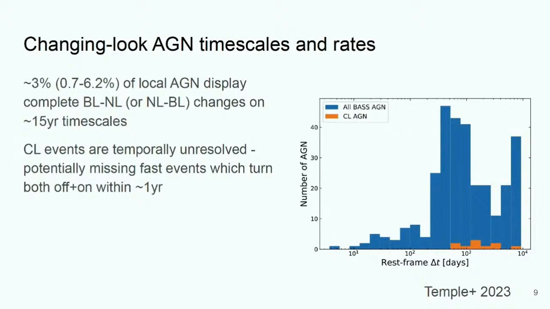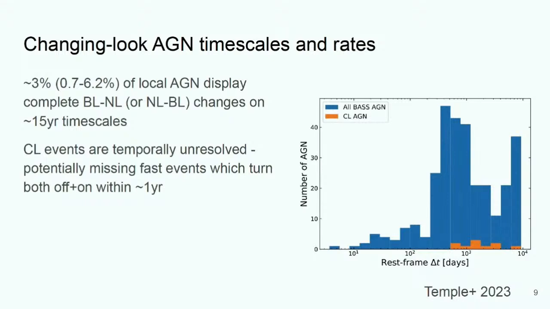So what do we know about these objects? Just some highlights of my work. We've been looking at the Swift-BAT sample. These are local AGN, about 1,000 of the most luminous AGN in the hard X-rays. We see that something like 3% of them are showing variability within 15-year timescales, where their broad lines are completely switching on or switching off.